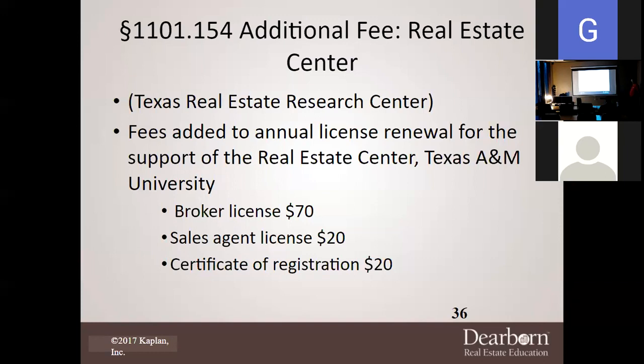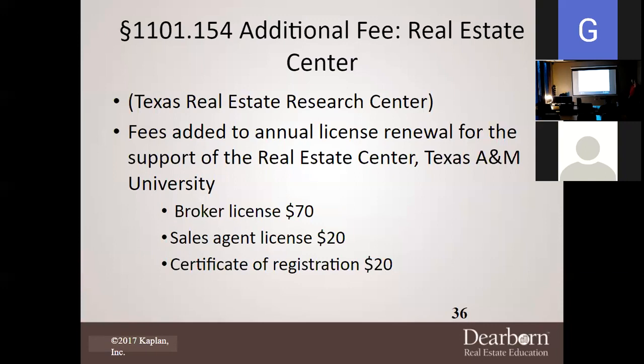The broker license, there's a $70 charge. Sales agent license, $20, and the certificate of registration is also $20. These fees go to the Texas Real Estate Research Center, and their sole purpose is to assist real estate agents in creating content so you can market yourself to other individuals. Does that make sense? Okay. You know those infographics that we use in our meetings? You can thank this place right here. That's your $20 you're putting to play to help you there. Okay. So some business things there that can help you.